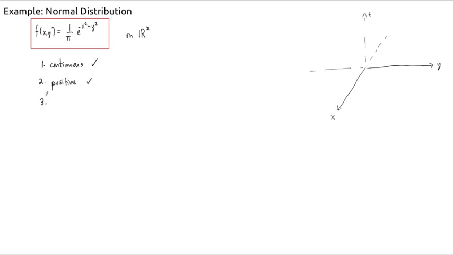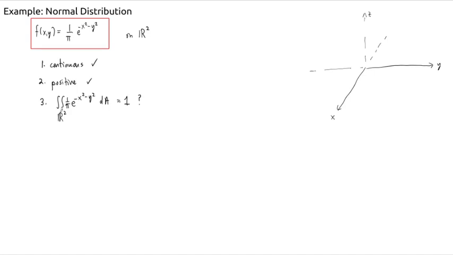And then step three is, to be a probability density function, this function must obey this property: the double integral over R2, the entire plane, of e to the minus x squared minus y squared times 1 over pi dA should equal 1. And so that's the work that we have to do on this one.